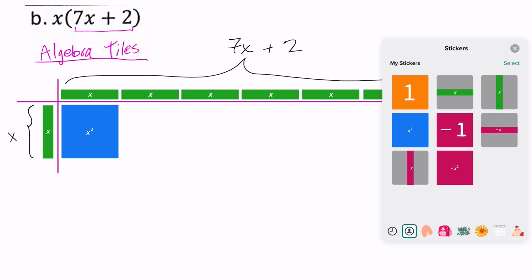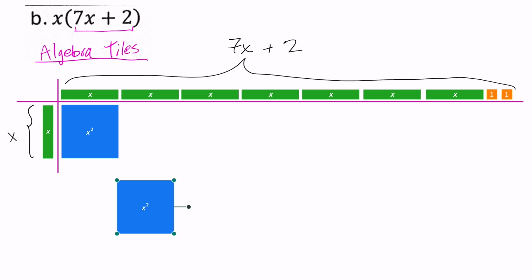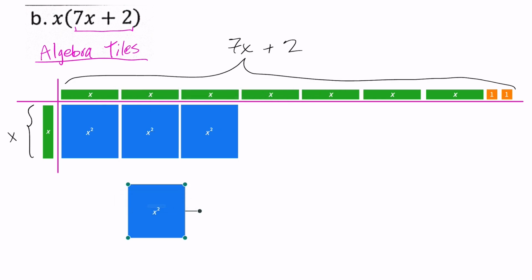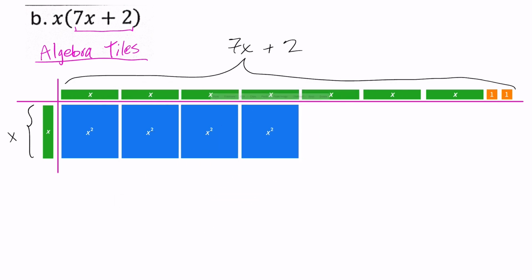And then I'm going to copy that and move it over once to the other side here. Another, right? Something that's x units wide, x units long. What goes there? An x squared. Do that again. X squared. Do that again. X squared, right? And you're probably seeing the pattern here. I'm just doing this 7 times.